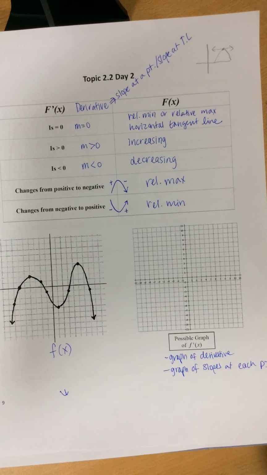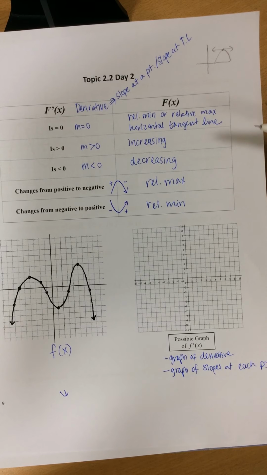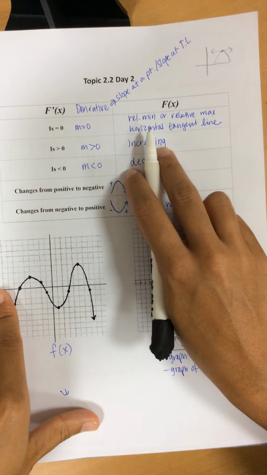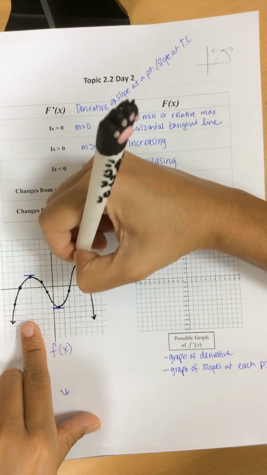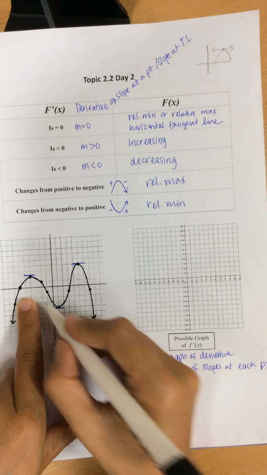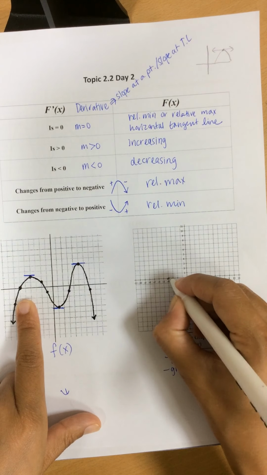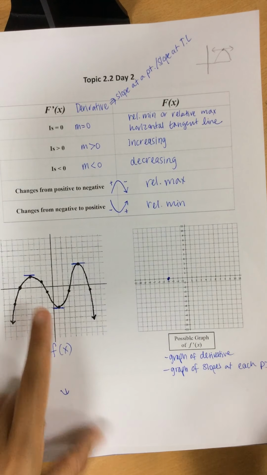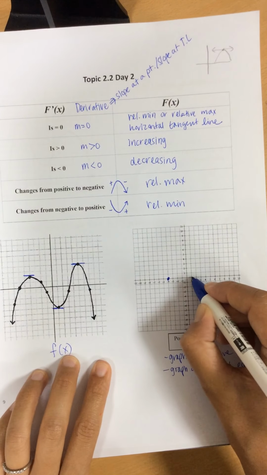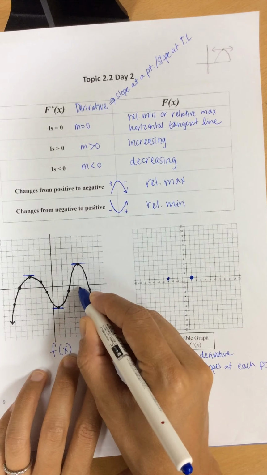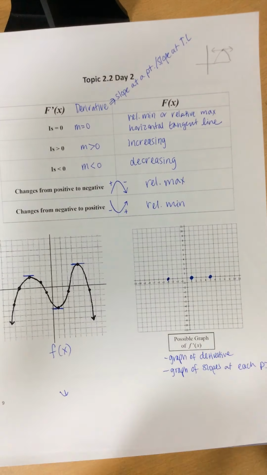So let's do this. I always like to start with the zeros. Those are called our critical points. So where does the derivative equal 0? Well, there's 3 points on this graph where there's a relative min or a relative max. Here, here, and here. So the slope is 0 at negative 4. Slope is 0 at 1. And the slope is 0 again at 5. So those are 0 on this graph because the slope is 0.